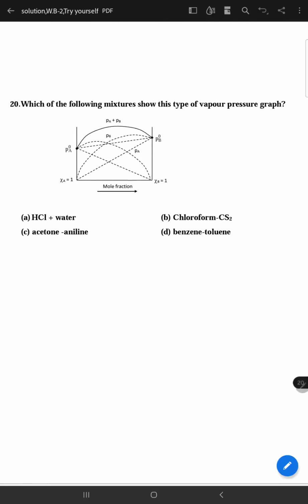Question number 20. You read that. Which of the following mixtures shows this type of vapor pressure graph? So remember students, the dotted line written here represents Raoult's law or ideal solution. So since the graph is above the dotted line, that means this shows what type of deviation? Positive deviation from Raoult's law. So this is the graph for a non-ideal solution showing positive deviation. So now what you have to see, among the given options, which pair of liquids shows positive deviation, that you have to check. So definitely it is the chloroform and carbon disulfide combination that will show positive deviation from Raoult's law. That's why this graph holds good for the second option.